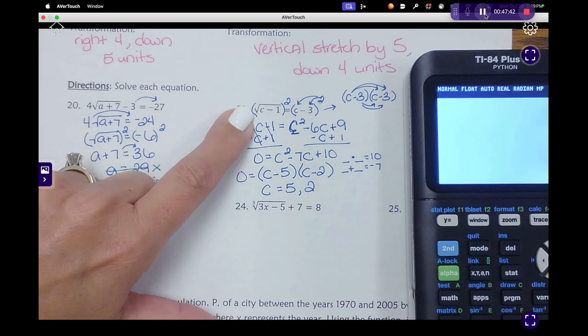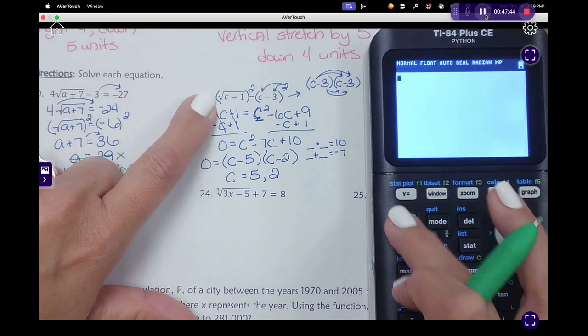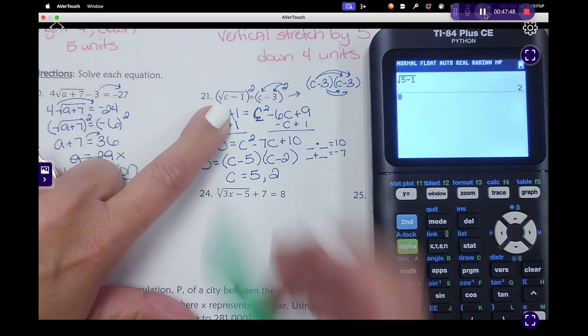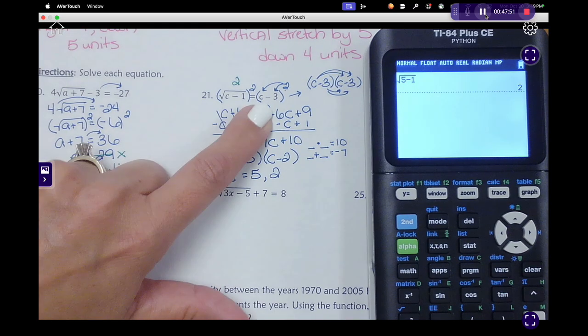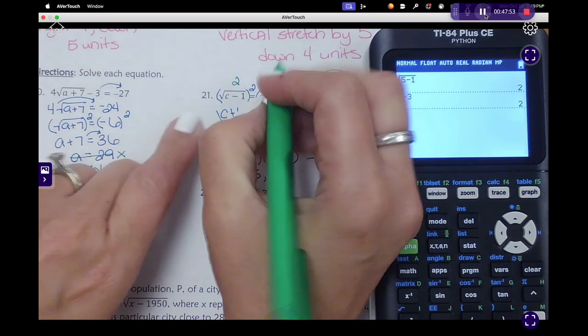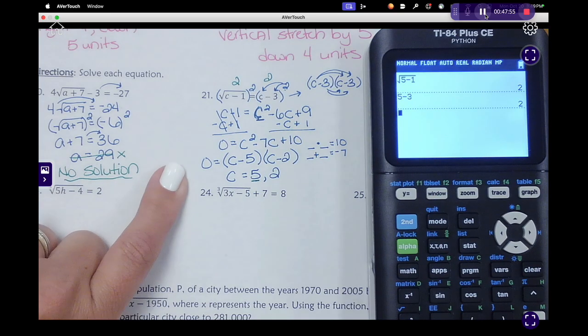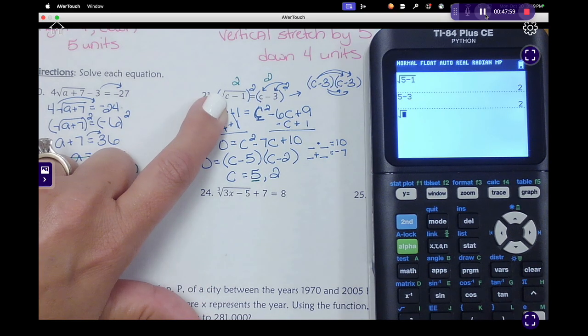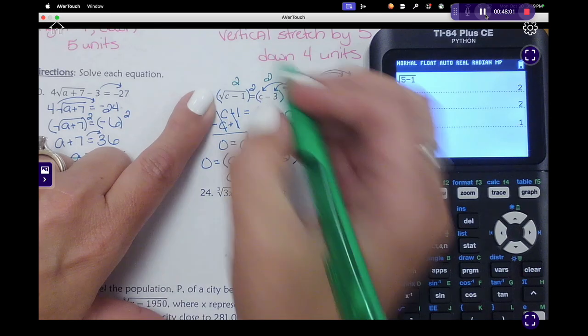Now, plugging it back in to make sure it works. If I plug a 5 into my original equation, I get the square root of 5 minus 1, which is 2. So this side gives me 2. If I plug in a 5 right here, that also gives me 2. So 5 is good. That one works. If I plug in a 2, the square root of 2 minus 1 gives me 1.